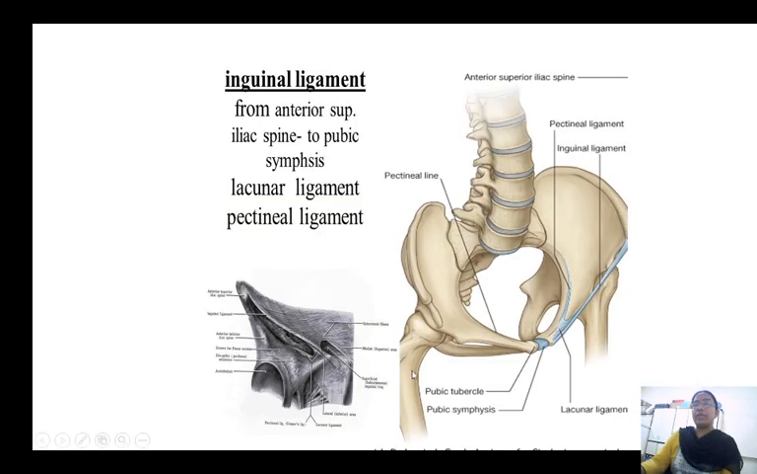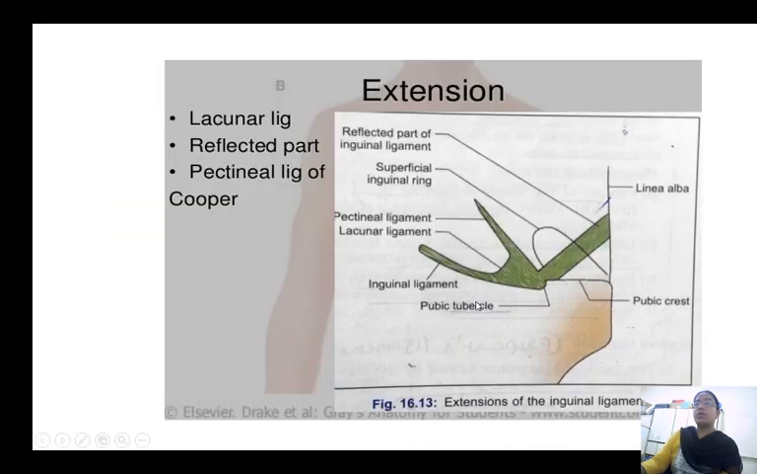The reflected part of the inguinal ligament lies within the external oblique aponeurosis. There is a ring formed within the aponeurosis, which is called the superficial inguinal ring. Some of the fibers of the lower part of the superficial inguinal ring, the inferior crus, extend upward and medially and insert into the linea alba, forming the reflected part of the inguinal ligament. I will say it again. So what is the reflected part of the inguinal ligament? This is the reflected part of the inguinal ligament.